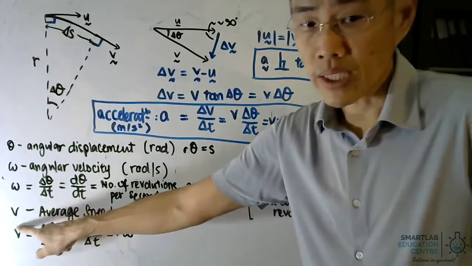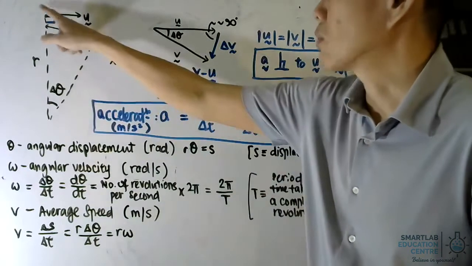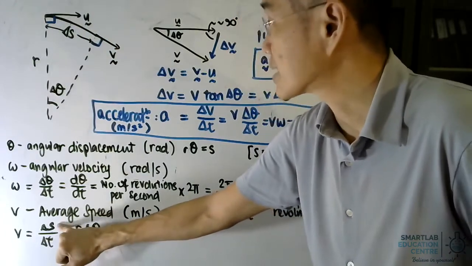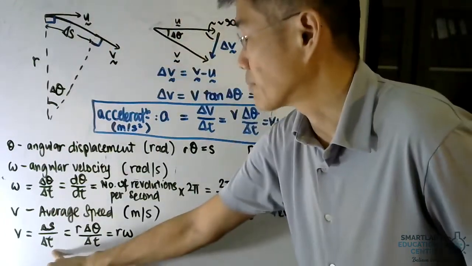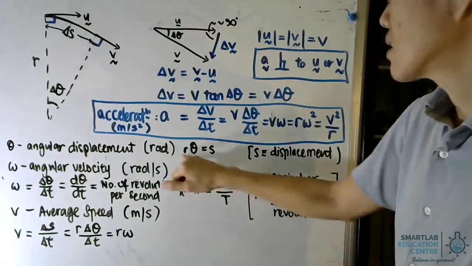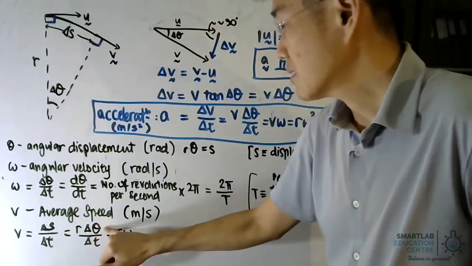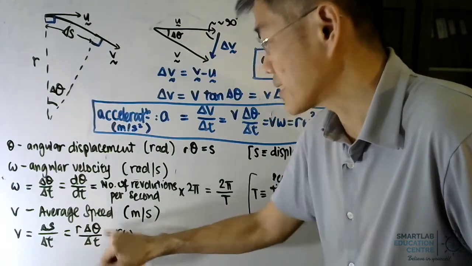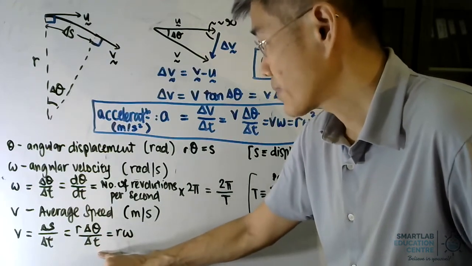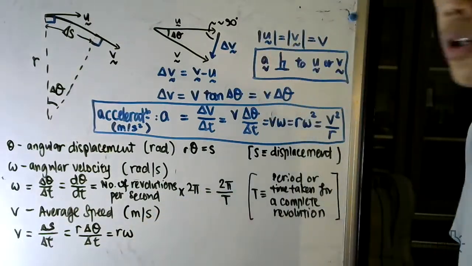Finally, let's take a look at the average speed. For the average speed, let's refer back to this diagram. In time delta t, the object in circular motion would have moved delta s. Average speed will therefore be the distance traveled along the circular arc divided by the time it takes. So change in s, delta s in this case, using this formula will be r delta theta. From this expression, we can see that delta theta over delta t is in fact the angular velocity. Hence, the formula v equal to r omega.